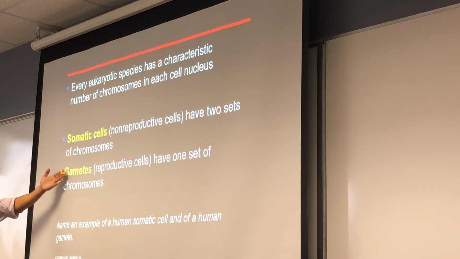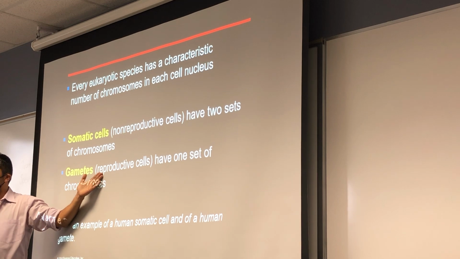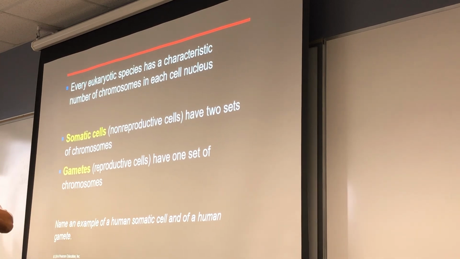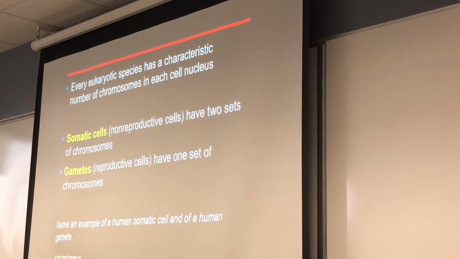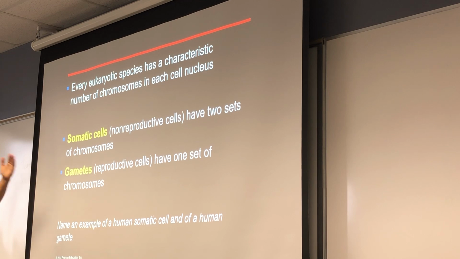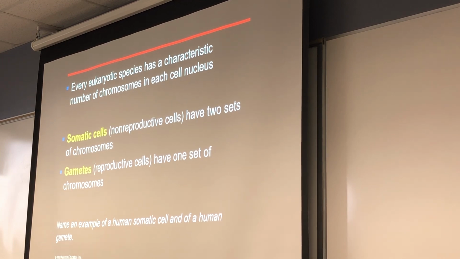And then you have the gametes, which are the reproductive cells, the sperm cells, the egg cells, and they only have one set of chromosomes. So they're halfway. Somatic cells, two sets, and gametes, only one set. So I have an example of a human somatic cell, I mentioned a couple of them, and a human gamete, I mentioned all of them, the sperm cell and the egg cell.